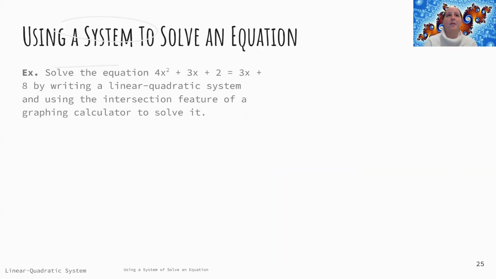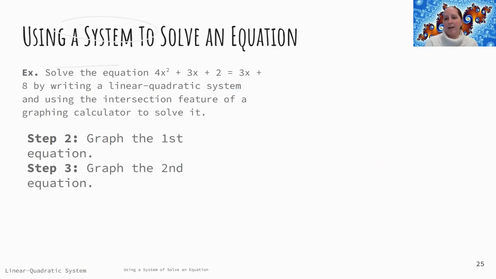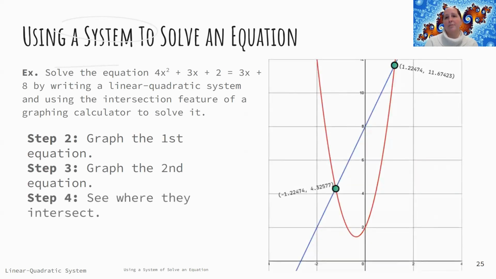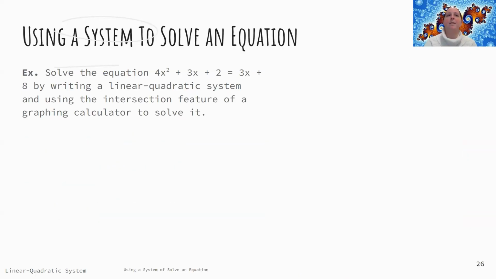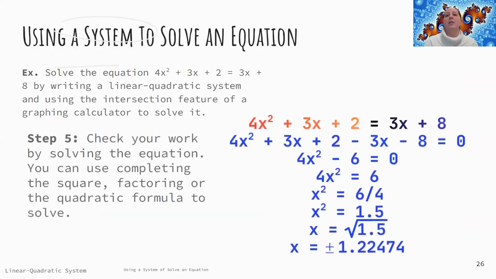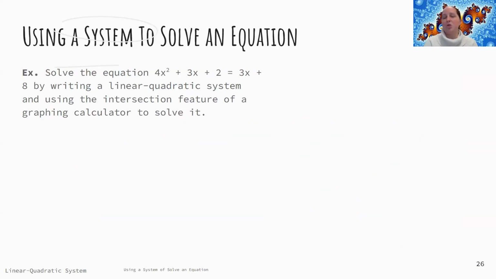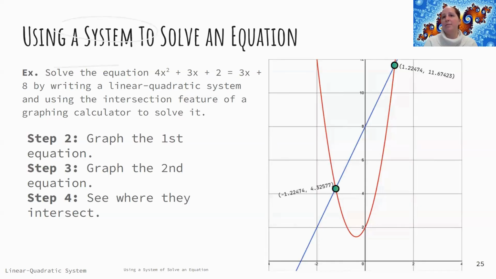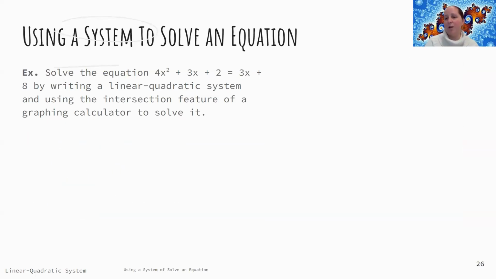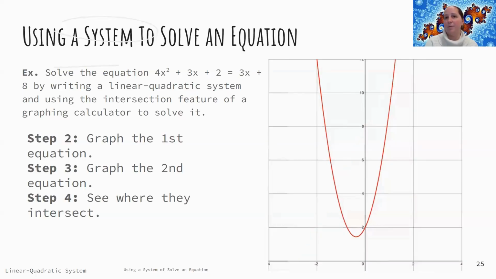From here, I'm going to graph my first equation. Then I graph my second equation. I see where they intersect. So in this case, they intersect at x equals negative 1.22474 and positive 1.22474. You can then substitute those values back in for x and make sure they work and match with whatever your y value was. Okay, so if I plugged in negative 1.22, I should get approximately 4.3. If I plugged in a positive 1.22, I would get approximately 11.67.